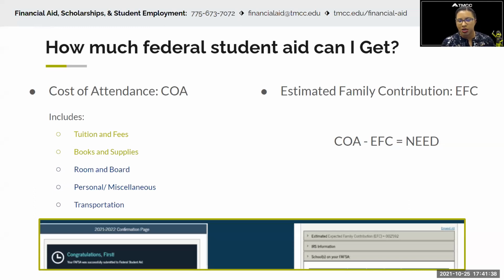Then there is the estimated family contribution. And the estimated family contribution is a number that the government uses to say how much they think a family can pay towards their students' fees. When you think of that number, it's important to know that you can still get that money in financial aid. It just can't be need-based. So you don't have to actually pay that money out of pocket.